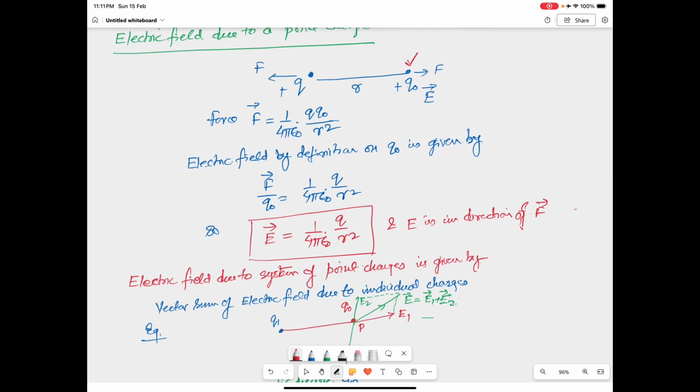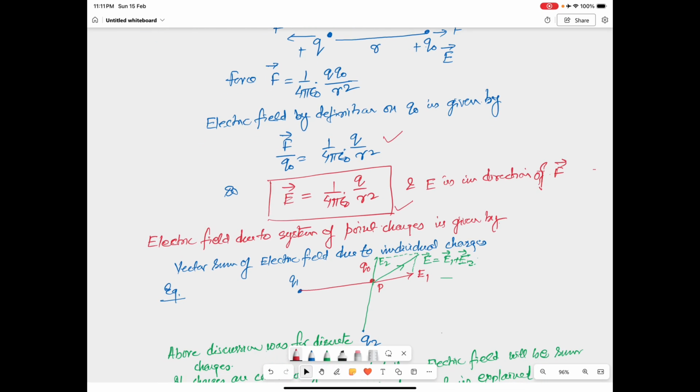If there is a point charge Q, and we have to find out the electric field at a distance R from it, it will be given by 1 upon 4 pi epsilon naught Q by R square. You can understand, because it is experiencing a force, the force per unit charge is given by 1 upon 4 pi epsilon naught Q by R square. So this is defined as the electric field.